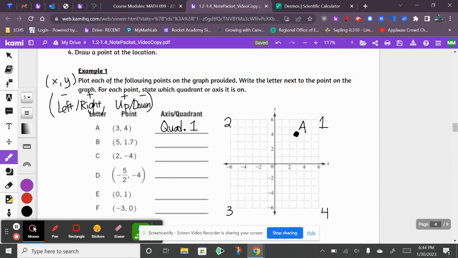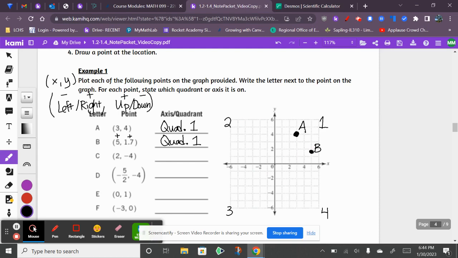So when we look at part B, it says we want to plot it at 5 and then 1.7. So I'm still going to go to the right 5 and then up 1.7. So that's going to be almost at 2. So this is B. This one is also in quadrant 1.